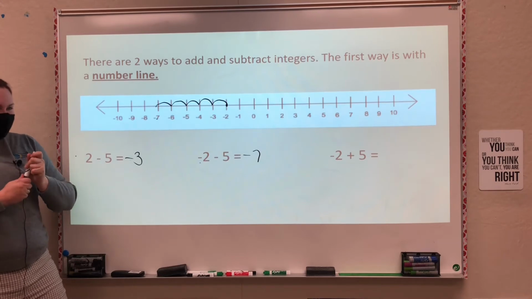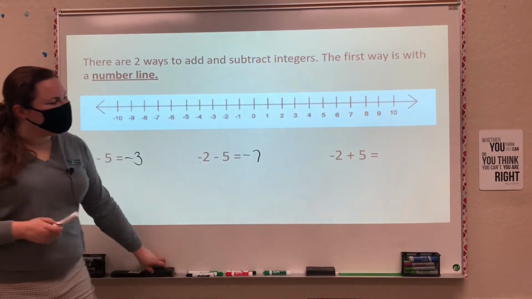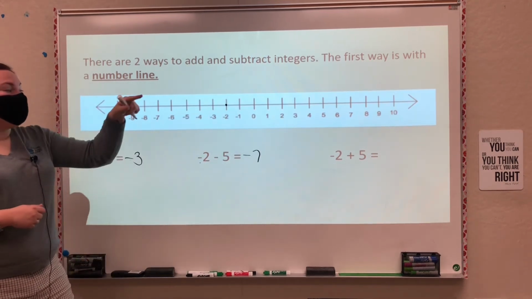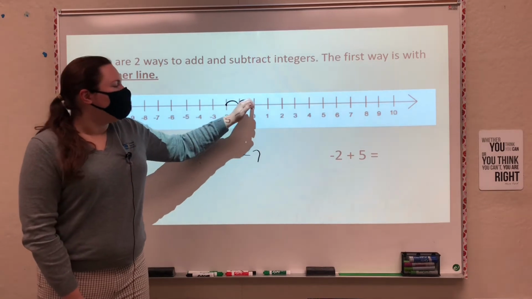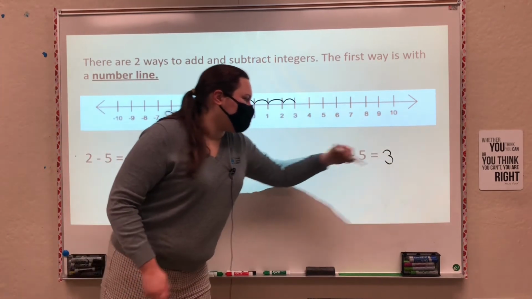Carlos is our number line expert, so someone from this table. What about that last one? Back from -2. So you're going right. Why am I going right? Because it was -2. Yep, because we're adding this time. So that would leave us with 3.